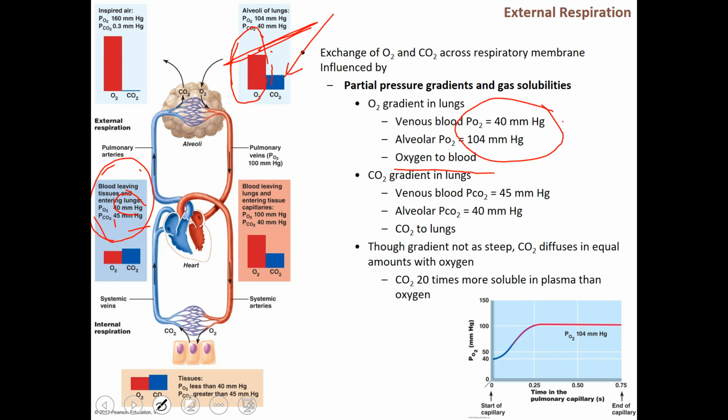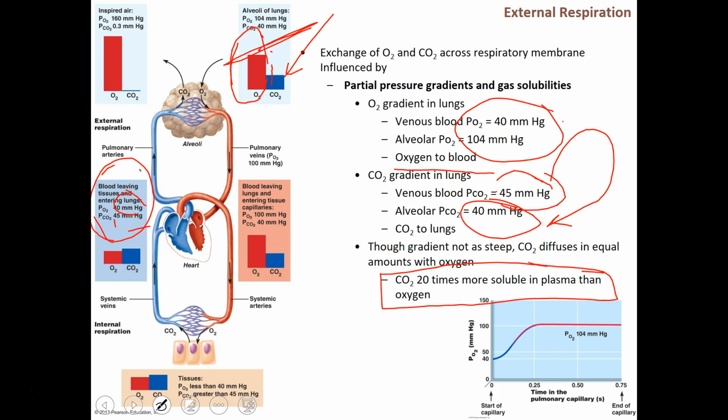However, in the lungs, the partial pressure of carbon dioxide is lower than in the venous blood, which means CO2 now goes from the venous blood to the alveoli. Okay? CO2, since it's more soluble in plasma, does not need that steep gradient, so it diffuses very fast as well.